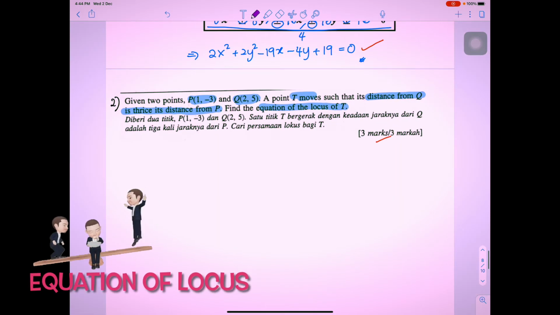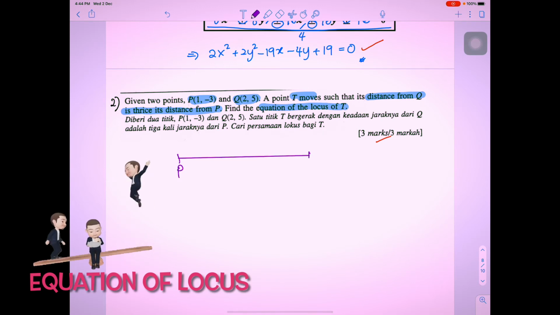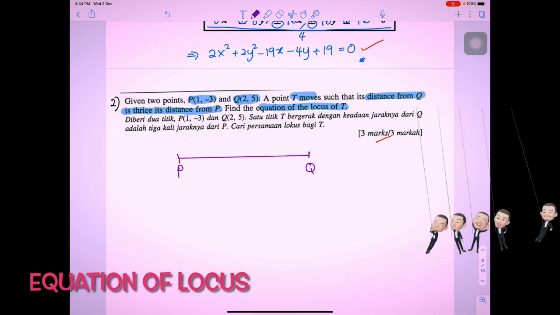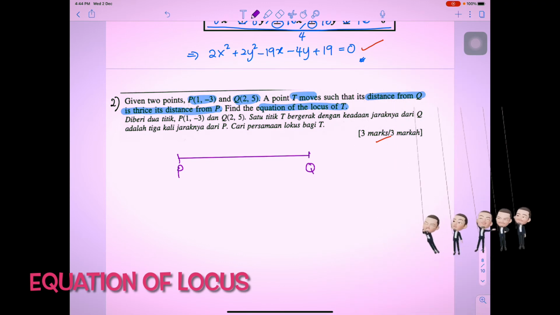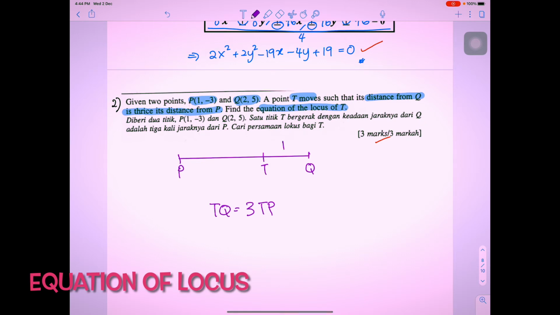Okay, let's sketch the situation using a line. Let's say this is point P and this is point Q, and then T. It is given that T moves such that its distance from Q, so TQ, is thrice its distance from P. That means TP. Okay, so from here, TQ equals 1 and TP is 3 times TQ. That means, let's say here is T, so TP or PT equals 3 times.